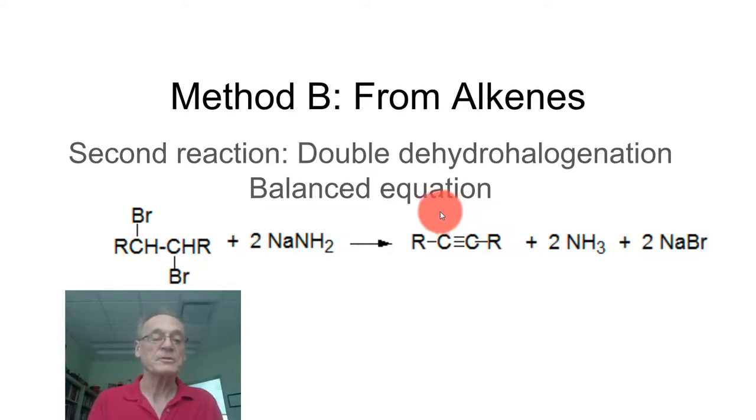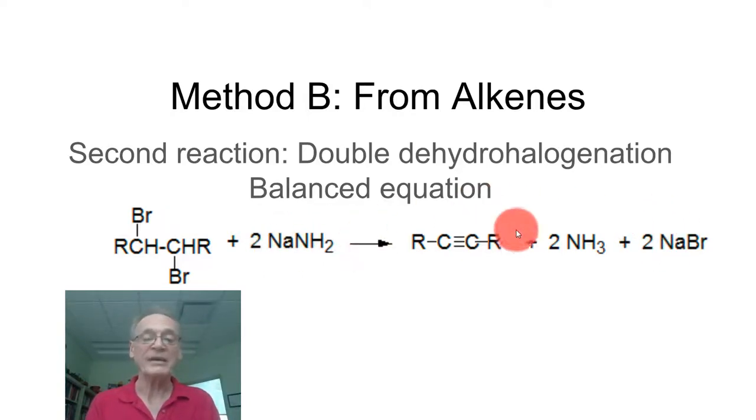So here's the equation. Starting with the dihalide, we add in 2 equivalents of sodium amide. We end up with the alkyne, so both hydrogens and both bromines are now gone. We have the triple bond there instead. The NH2 negative from the sodium amide pulls out a hydrogen, so it becomes ammonia. That happens twice, and so it becomes 2 ammonias. And then the sodium ion that's left and the 2 bromines become bromide ions, and so you end up with 2 equivalents of sodium bromide.